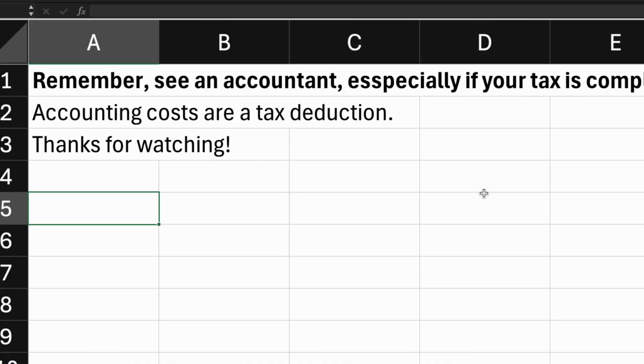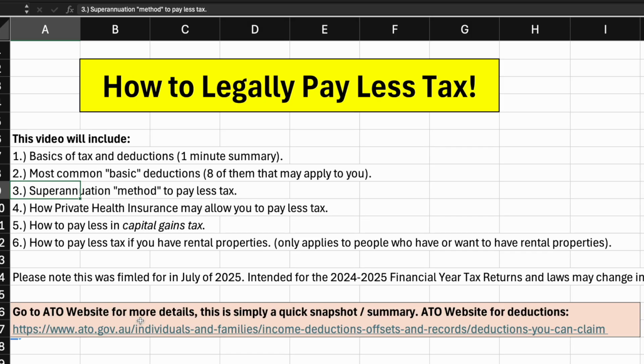Anyway, to finish this video off, I know this is very, very complicated, and of course taxes in general are very complicated, and to do a detailed video on it, it would go forever. But they're just some of the main strategies that can be used. Of course, see an accountant to help you out. Remember, their fee is a tax deduction. And for more information, consider going to the ATO website where you can learn more.